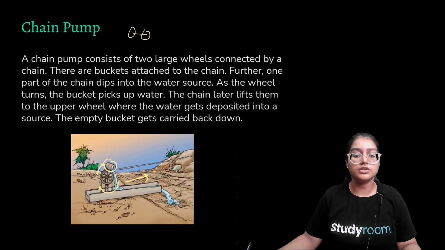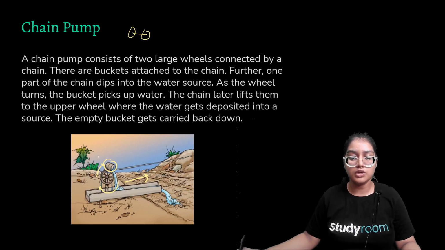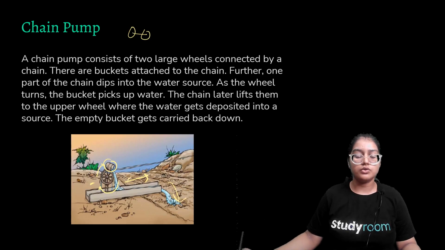Further, one part of the chain dips into the water source as the wheel turns. So when the wheel turns, the buckets pick up the water. The chain later lifts them to the upper level where the water gets deposited. So here is the water source. Here it gets delivered like this. So this was the chain system.